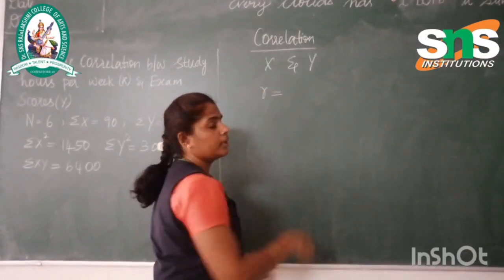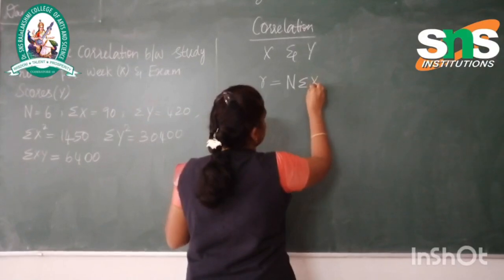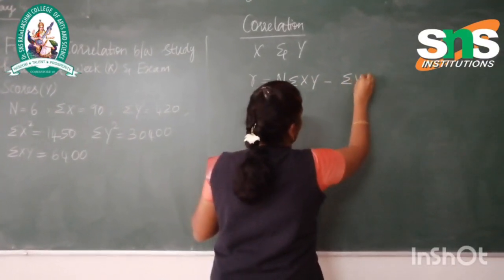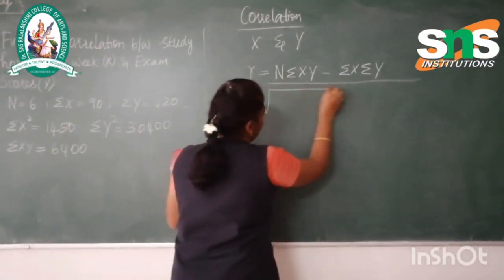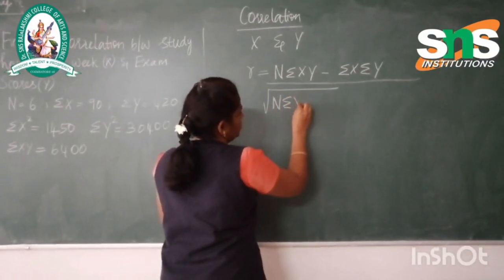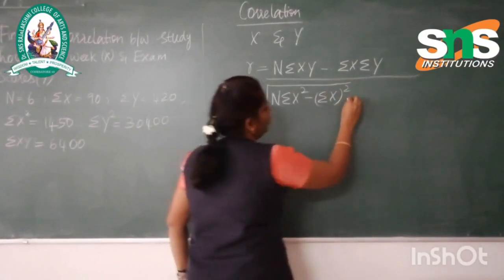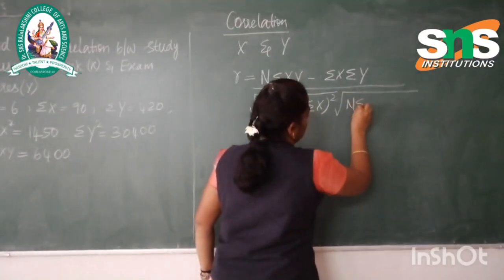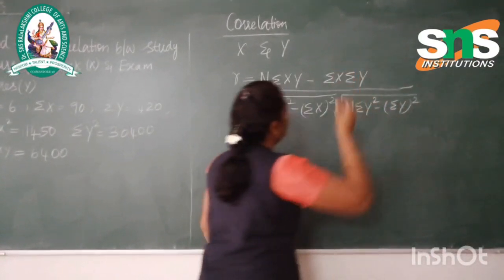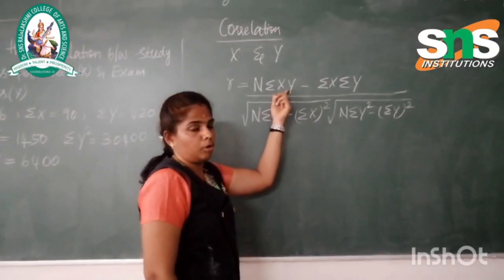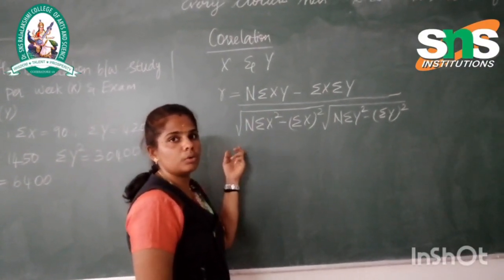The correlation is denoted by the symbol r, and my formula is r equals n summation xy minus summation x times summation y, whole divided by the square root of n summation x square minus summation x the whole square, into n summation y square minus summation y the whole square. Here x and y denote the variables of the problem. We are going to solve one problem using this correlation formula.